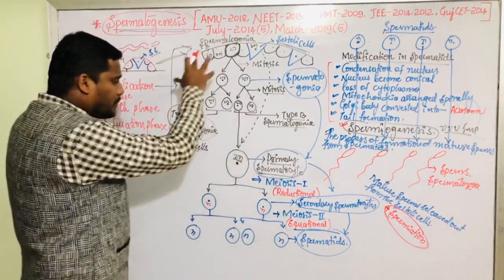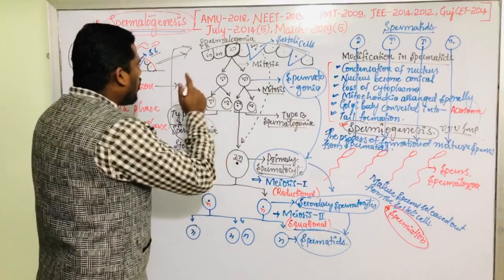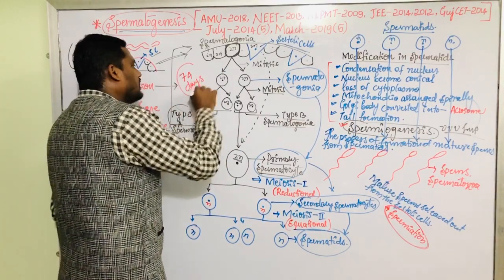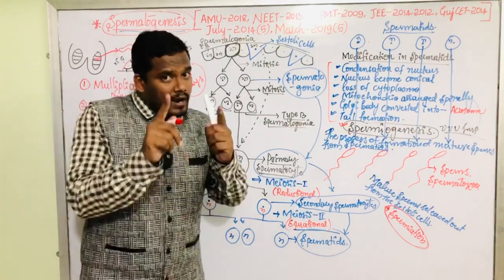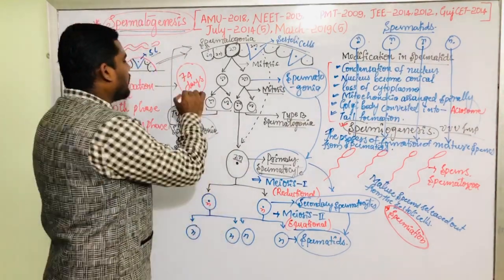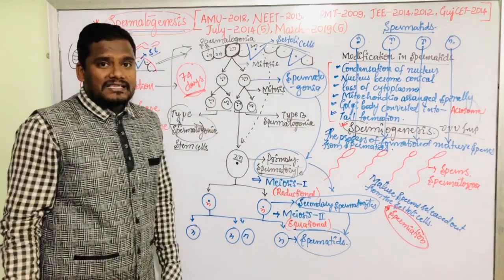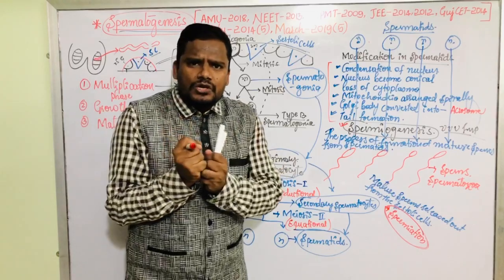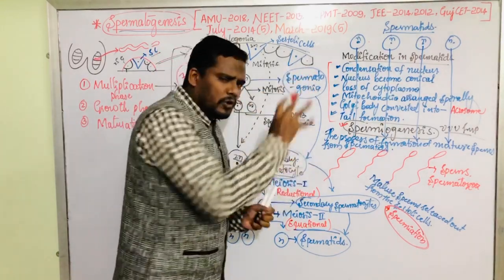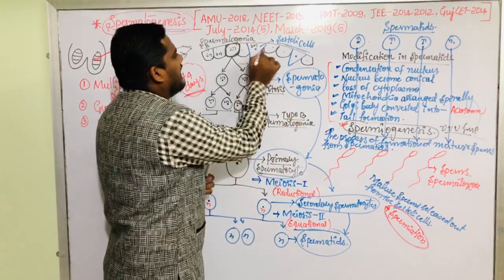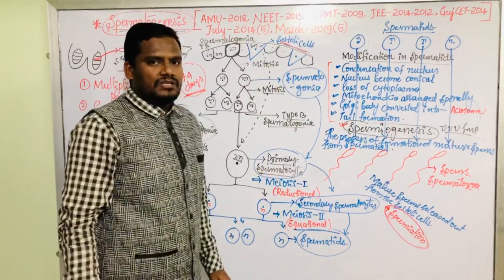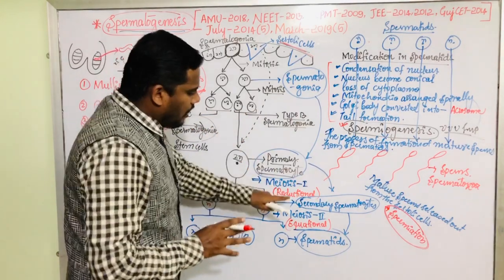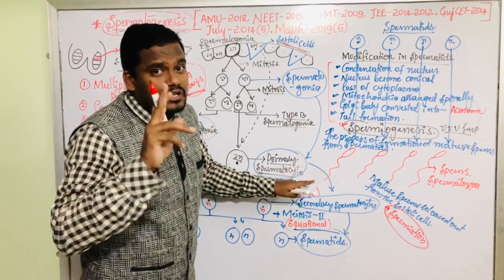Now, to complete one spermatogenesis process, approximately 74 days are required. So, it is an energy consuming process. From where is this entire process getting energized? It is getting energized from the Sertoli cells. I hope this concept is very clear to you.